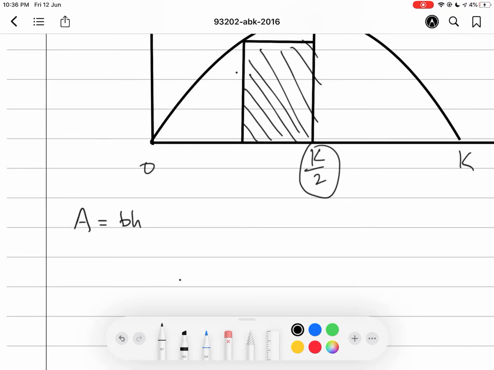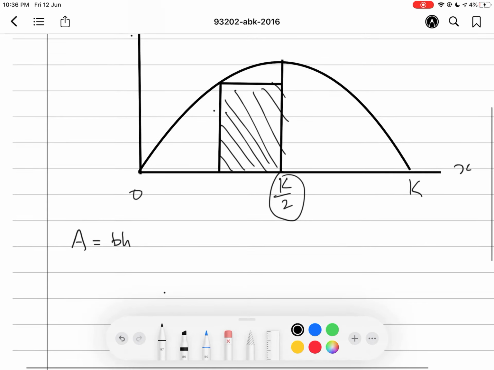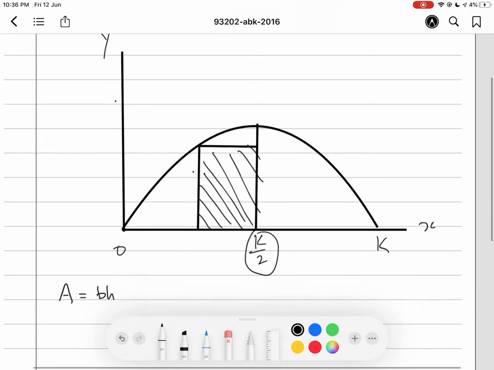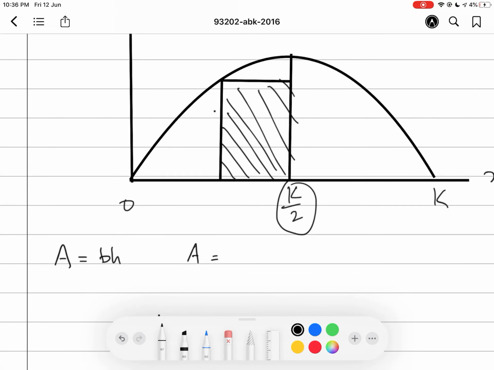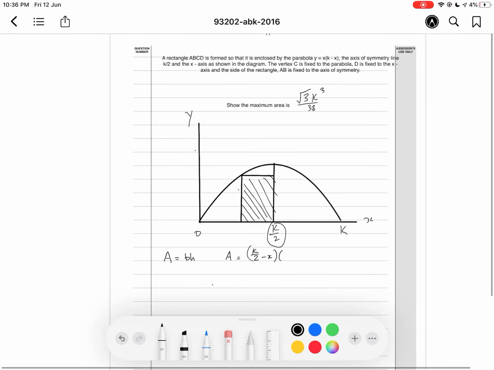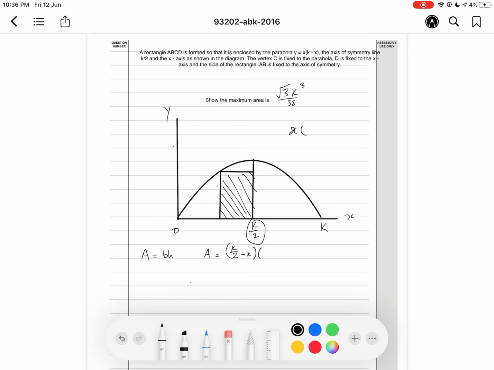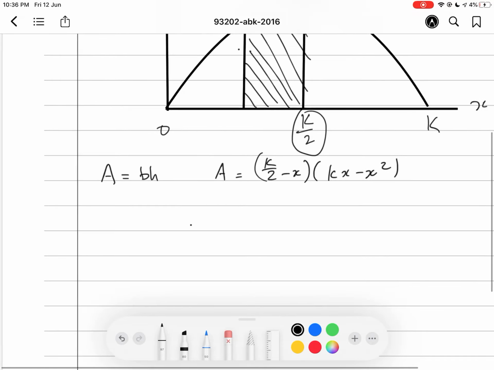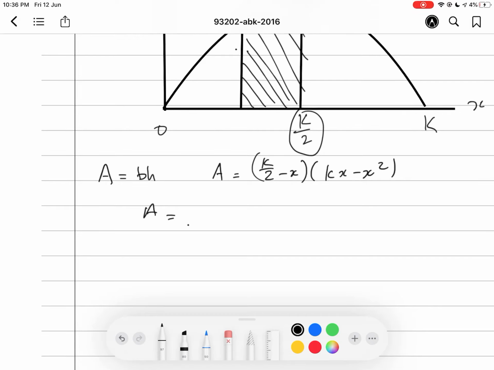So our base is k over 2 minus x, and because the rectangle is touching the parabola, we know the height is simply y. And y was given to us as x times (k minus x). So area equals k over 2 minus x times x times (k minus x). If we expand x times (k minus x), it becomes kx minus x squared. Right, let's expand this out.